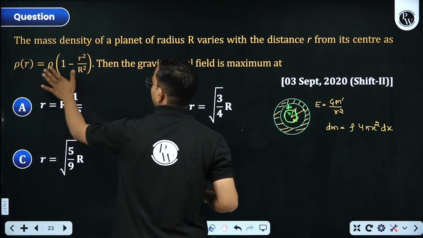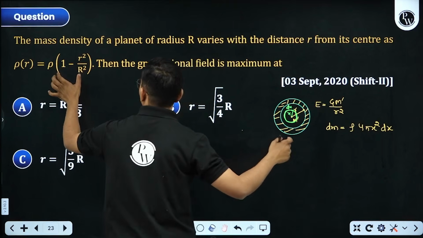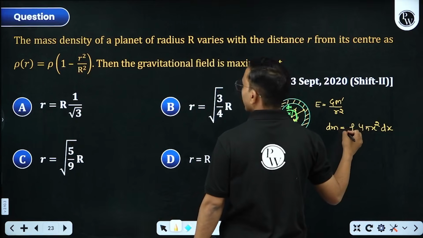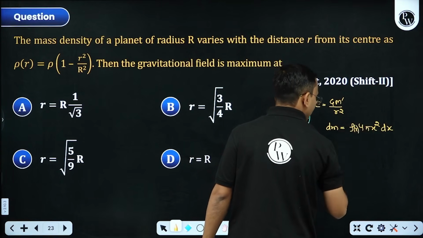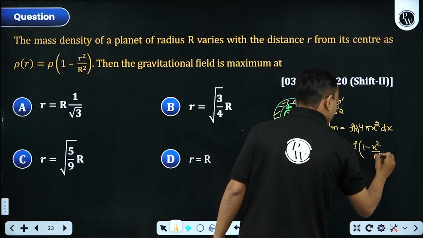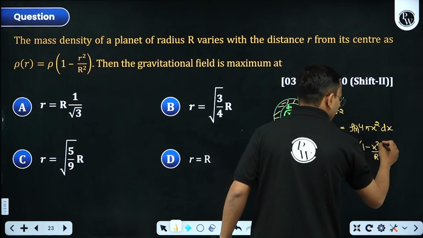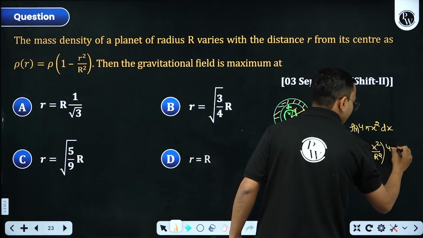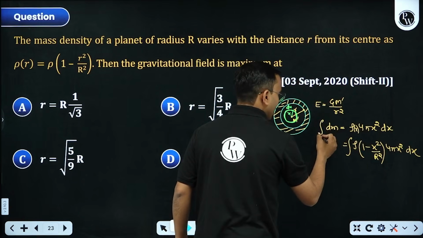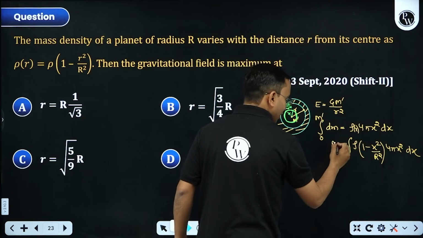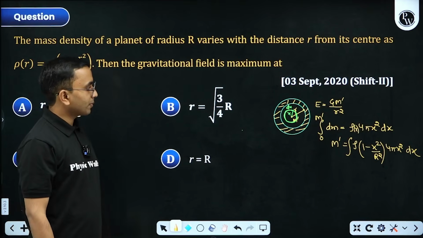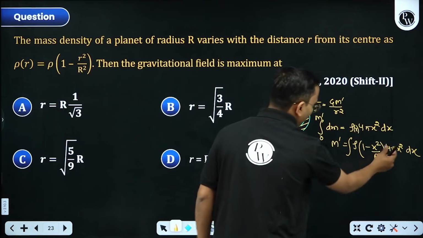Now density is varying. Here this is a function of r, I can put it as a function of x. So this will become rho into 1 minus x square by r square. Okay, this is my rho as a function of x. So it will become rho into 1 minus x square by r square into 4 pi x square dx. This I need to integrate, from 0 to m dash, and this will become my m dash. This is what we need to do. Now simplify it. 4 pi rho I'll take out.